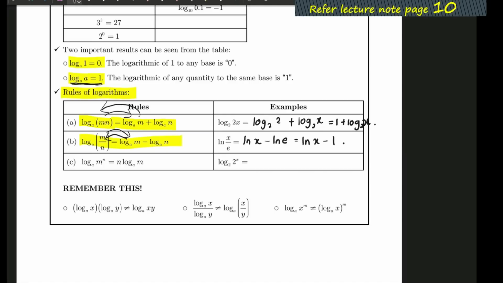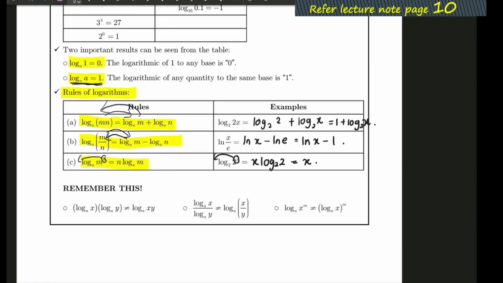Alright? And the last one is where log m power of n base a. Here we can bring down the power, so it will become n log m base a. So for this one, when we bring down the power, it will become x log 2 base 2. And then log 2 base 2, what is the answer? It will give you 1, right? So the final answer is just x, and only x.